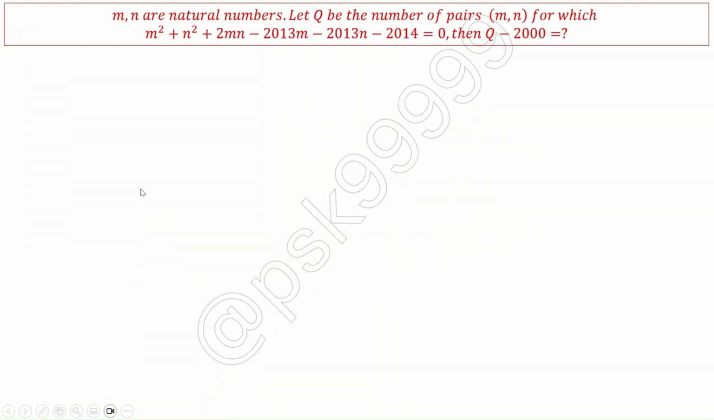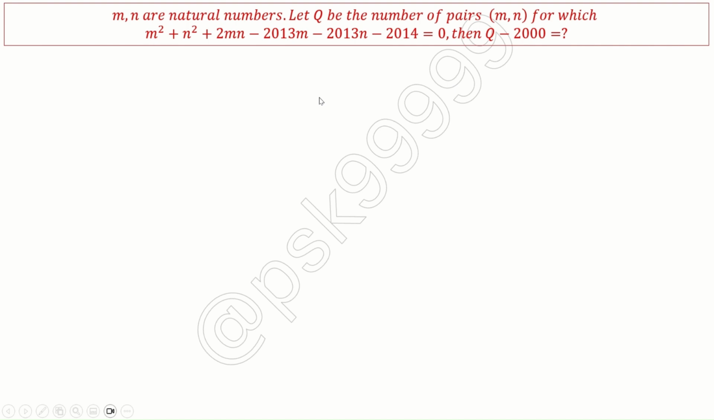m and n are natural numbers. Let q be the number of pairs m, n for which m square plus n square plus 2mn minus 2013m minus 2013n minus 2014 equals 0. Then what is q minus 2000?